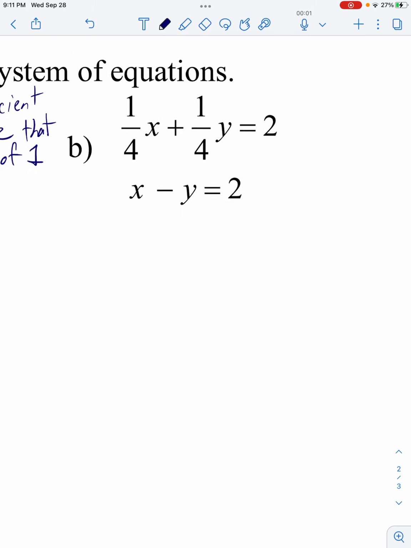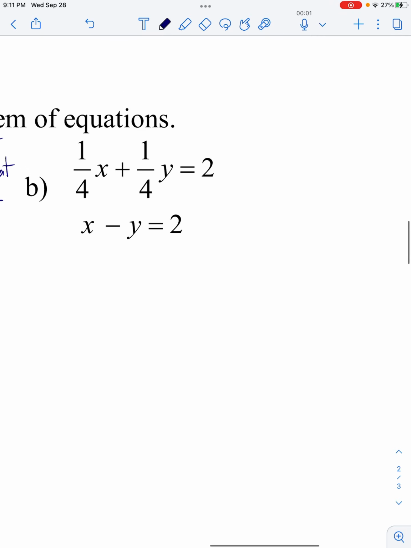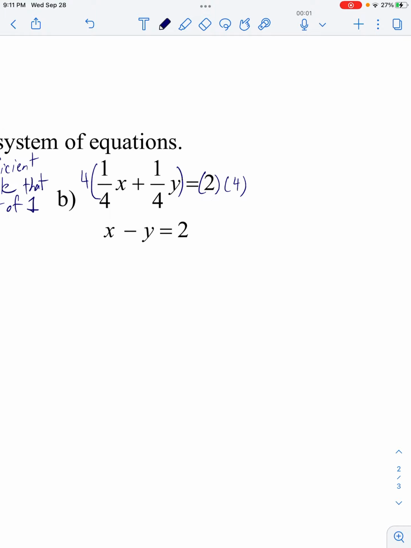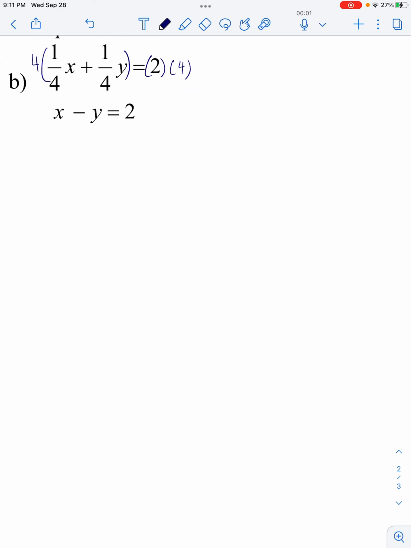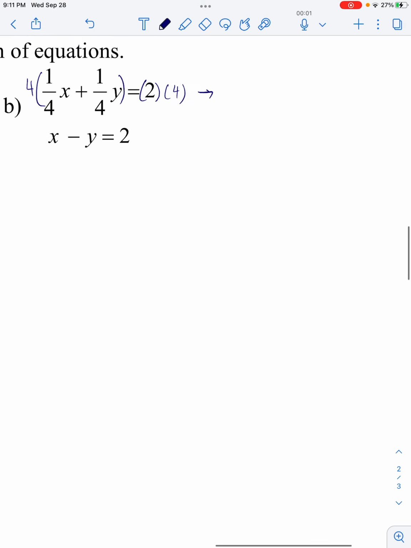I'm gonna go ahead. So first, let's get rid of these fractions, okay? If I multiply both sides of this equation by 4, that'll get rid of these fractions for me. So if I do times 4 on the left and times 4 on the right, I can do that because I'm doing it to both sides. I'm allowed to do that algebraically, okay?